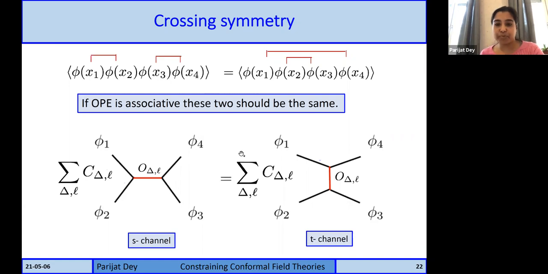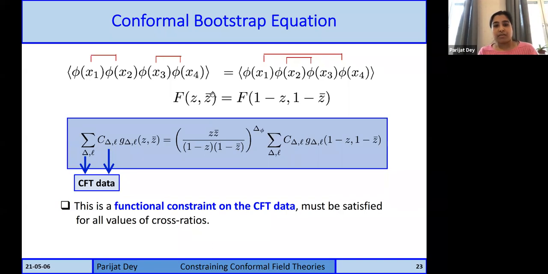Let's try to make it a bit more precise in terms of conformal blocks. So this is the equality of S channel and T channel, and this is known as the conformal bootstrap equation. So this is the S channel correlator, and this is the T channel. So we can go from S channel to T channel by changing the coordinates appropriately. So changing z to 1 minus z and z bar to 1 minus z bar takes us from S to T channel. And this is the precise equation, the conformal bootstrap equation.